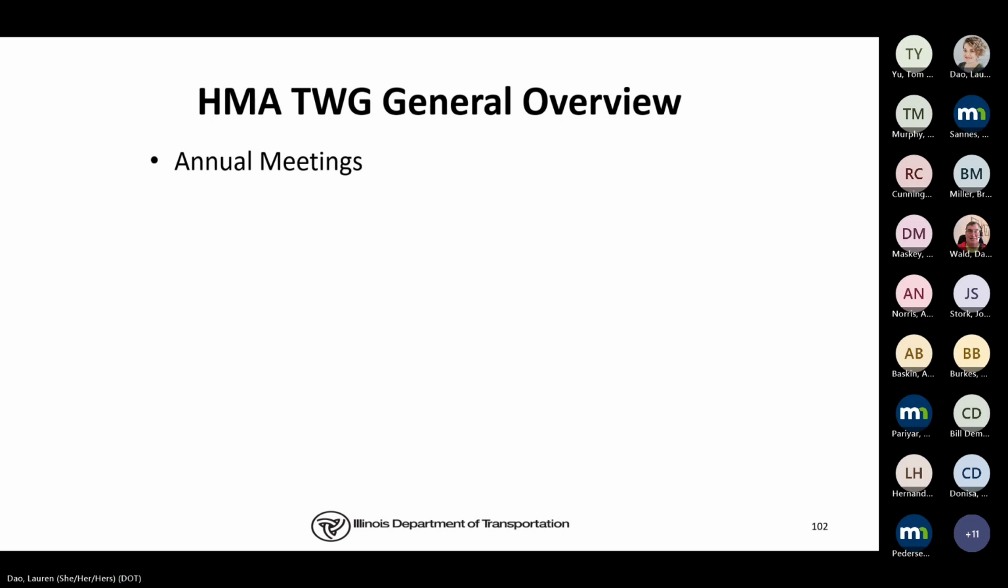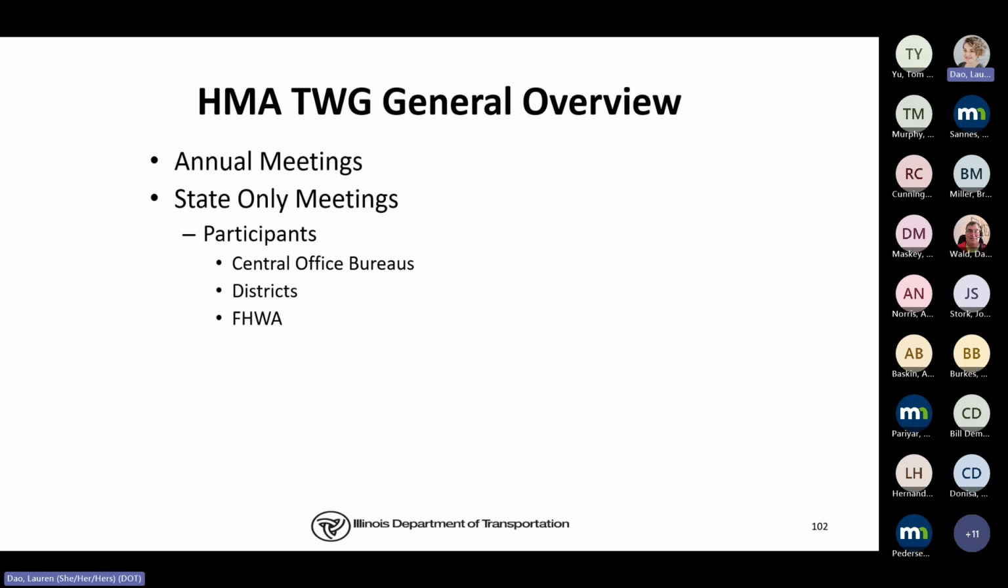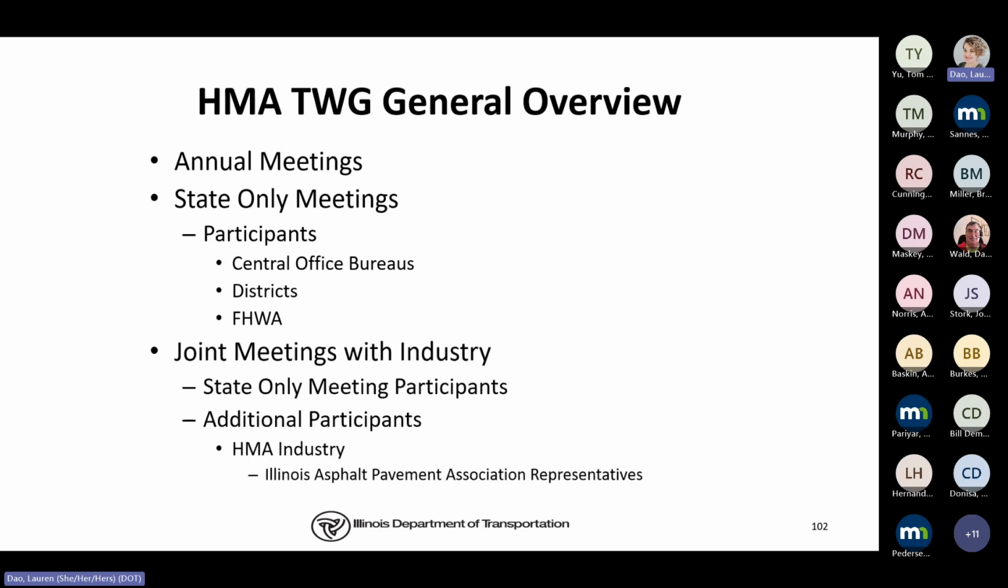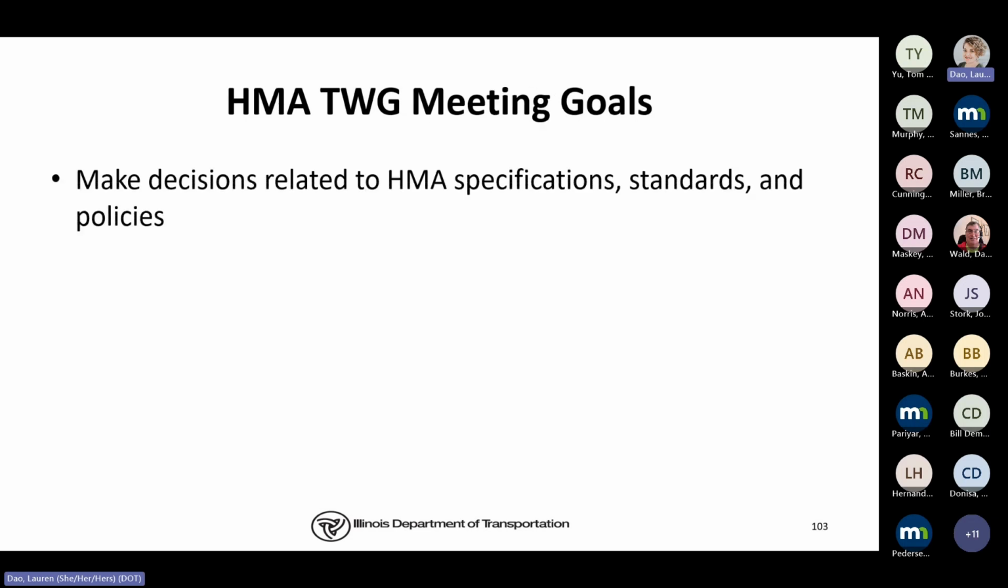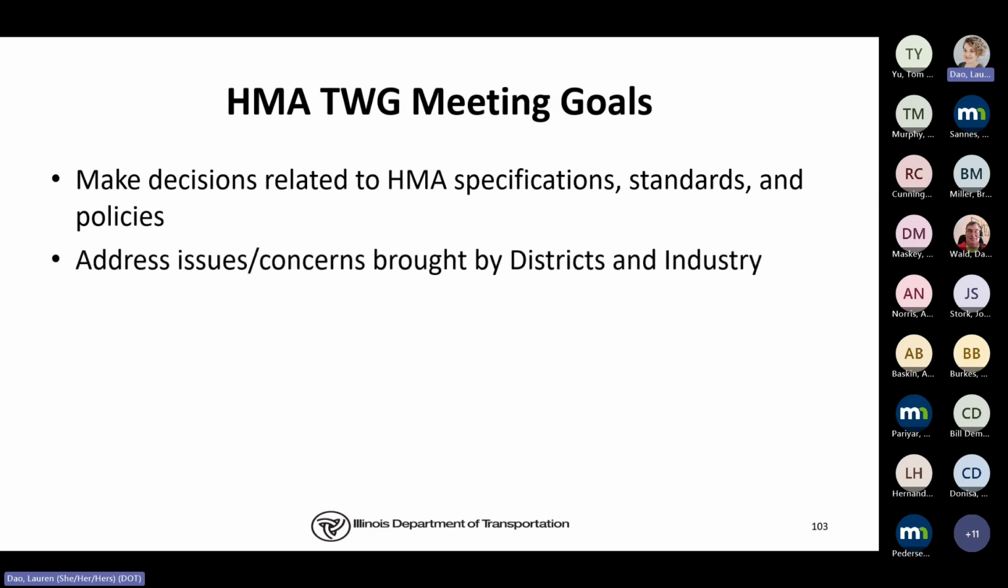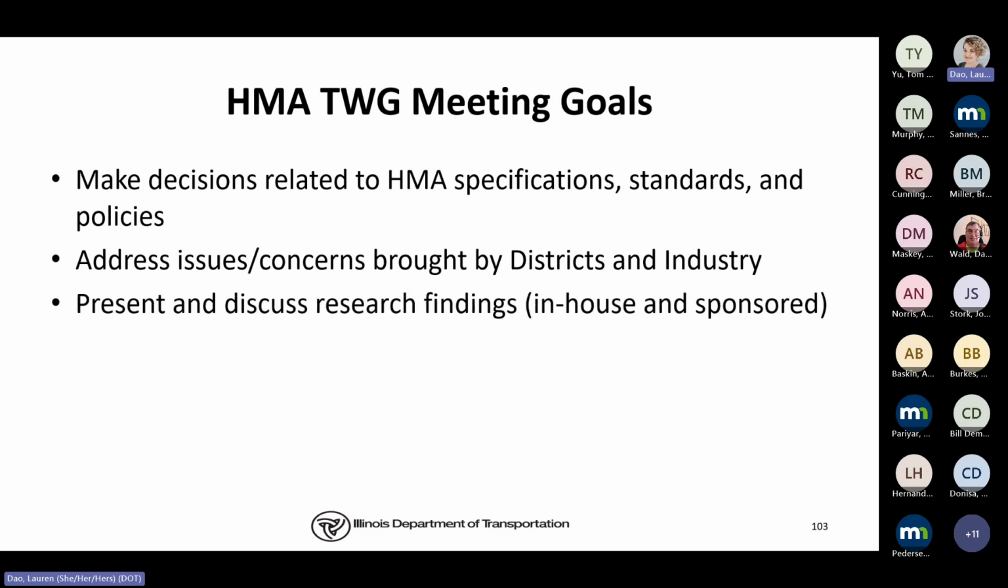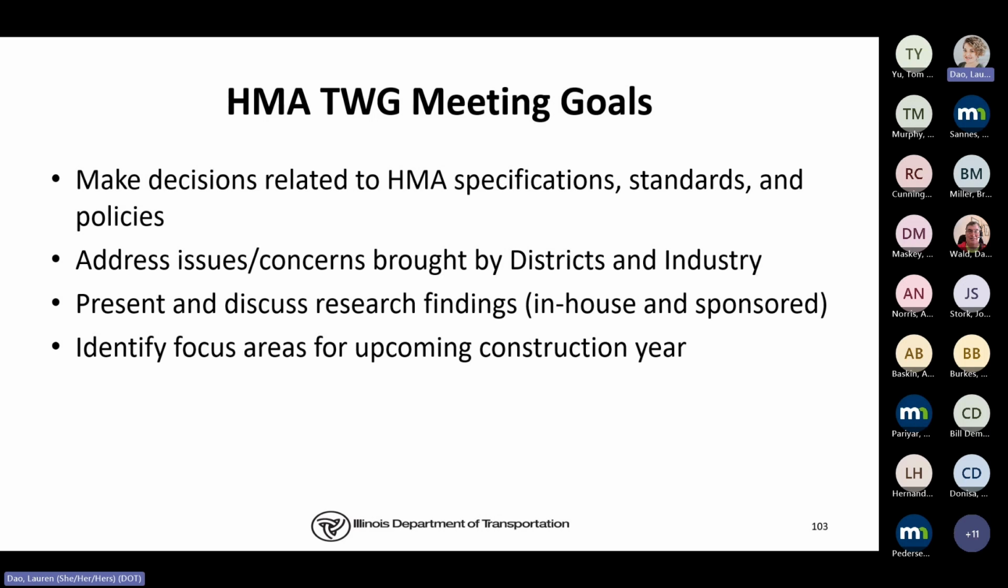So every year we conduct technical working group meetings with districts, central office, and FHWA. And we also have joint meetings with industry to discuss and collaborate on various topics like performance testing and specifications. Some other goals of these meetings are to address issues and concerns brought up by industry and the districts. We also discuss research findings, and we identify focus areas for our upcoming construction year.